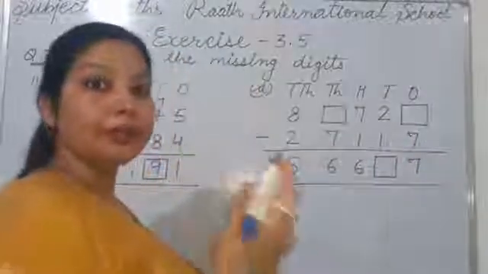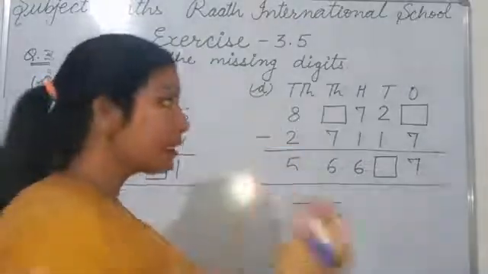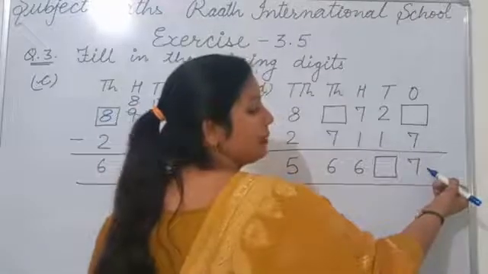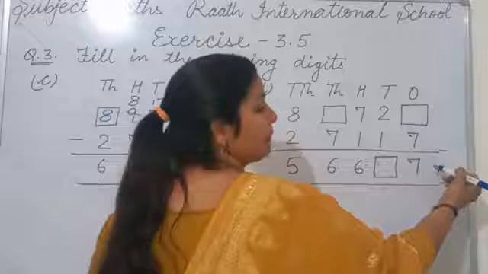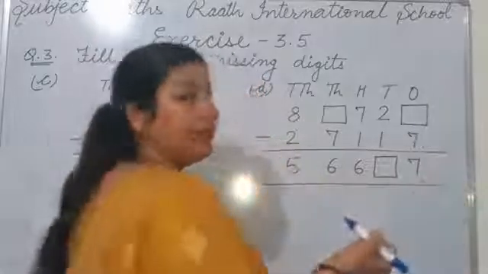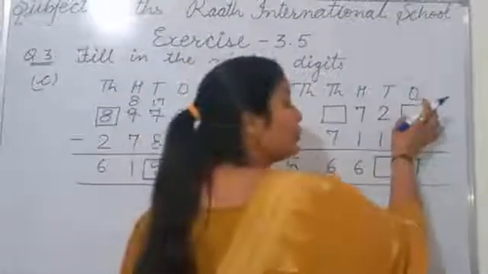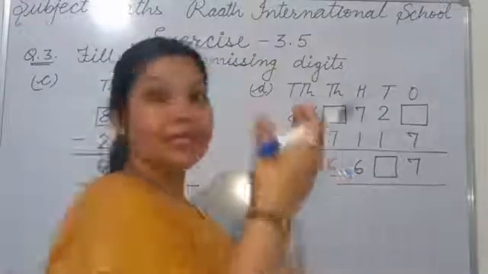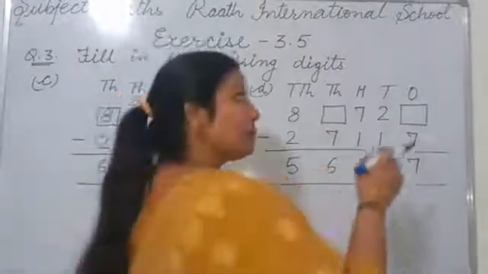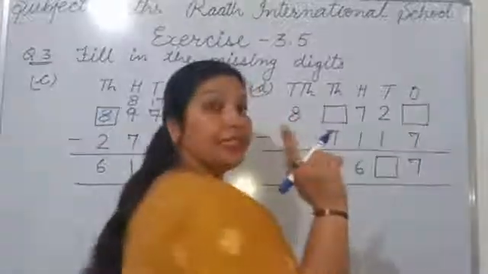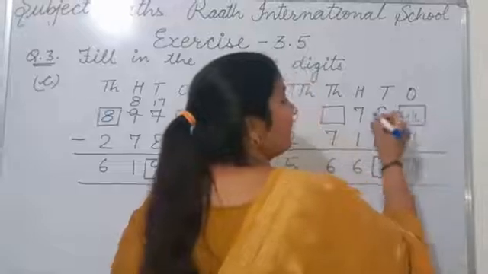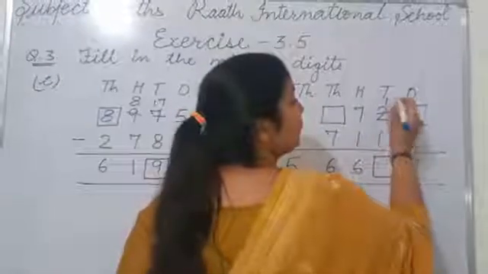So for the minuend what do we do? Subtrahend plus difference. Subtrahend is 7 and difference is 7. So 7 plus 7 is 14. But in one column we can't write 14 together. This is not possible because one column can have only a single digit. So that means we will write 4 here.